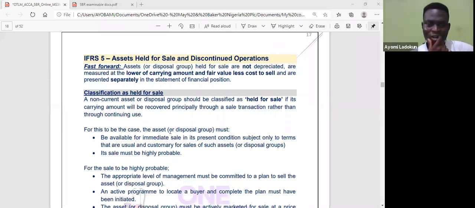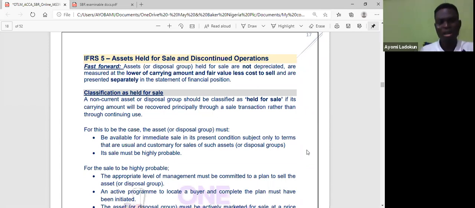Now, assets held for sale and discontinued operations. Normally, I have an asset for different purposes. For example, I can use it to produce goods or services, or for administrative purposes, and I apply IAS 16 PPE. If I have an asset, which could be land or building or part of it, for capital appreciation or to earn rental income, I apply IAS 40. If I hold an asset for sale in the ordinary course of business, I apply IAS 2 inventory.